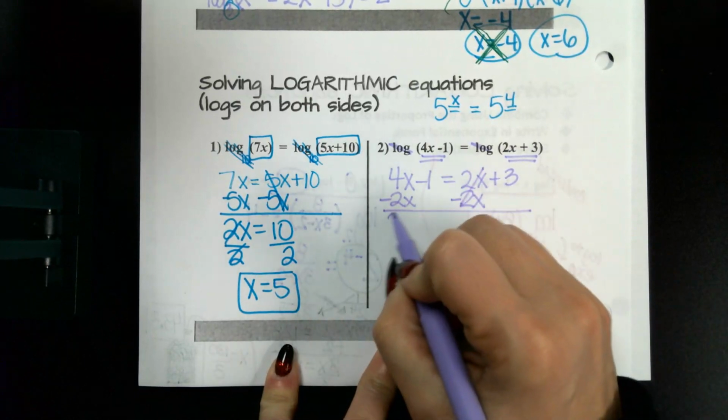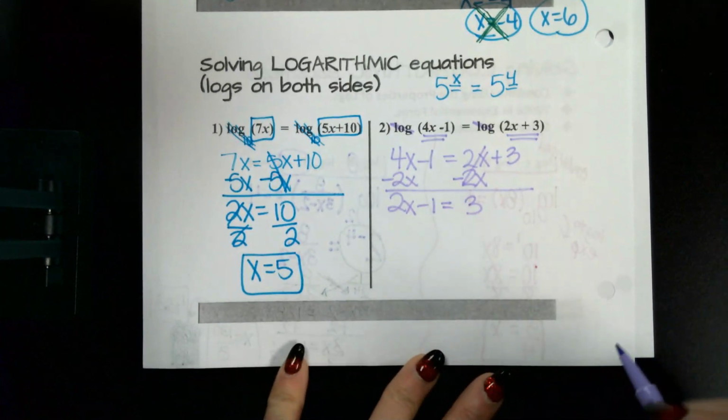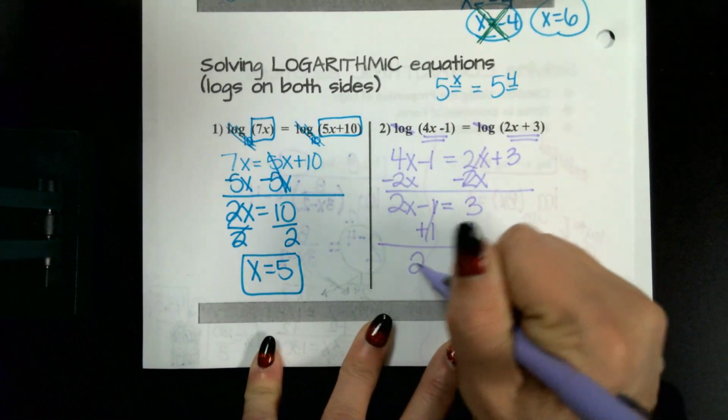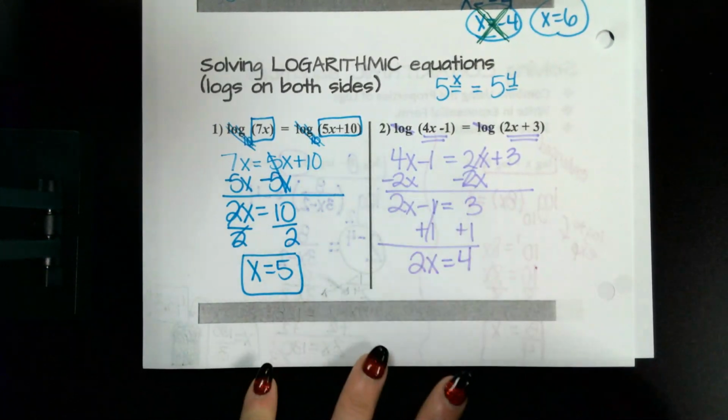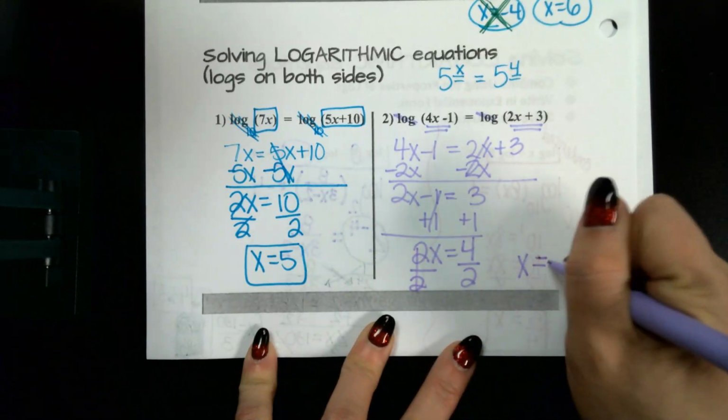So we're subtracting 2x, and then add 1 to give us 4, and divide by 2. So x equals 2.